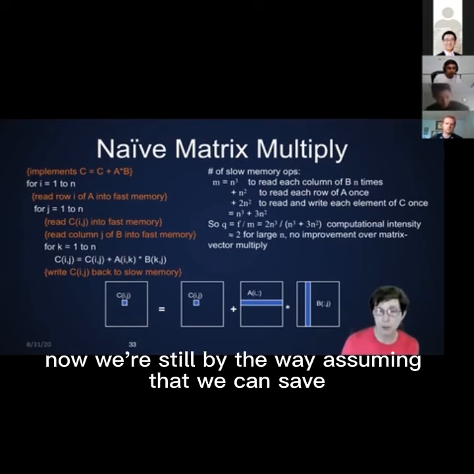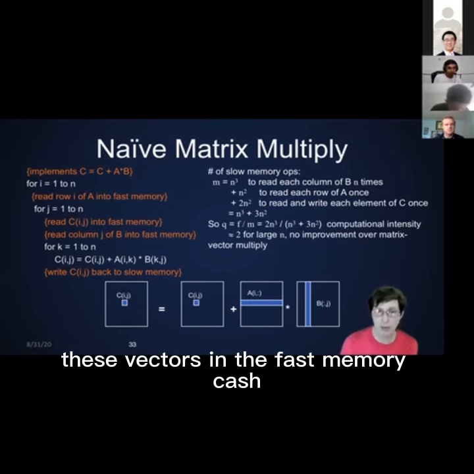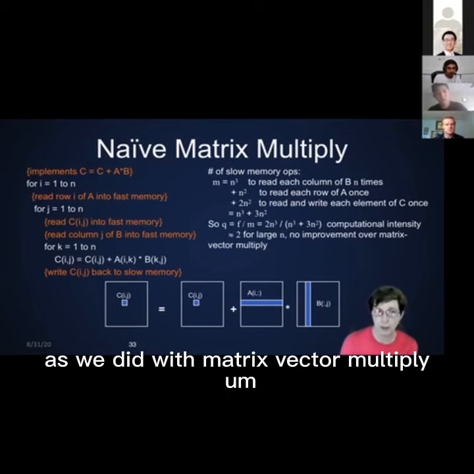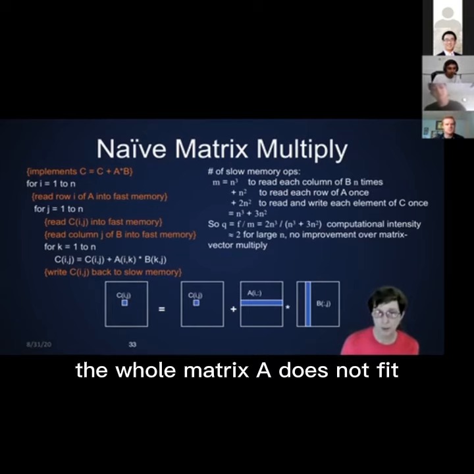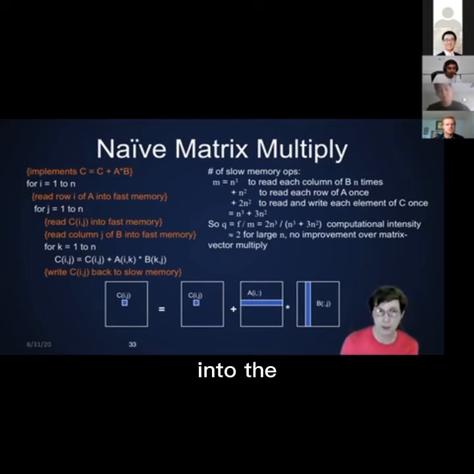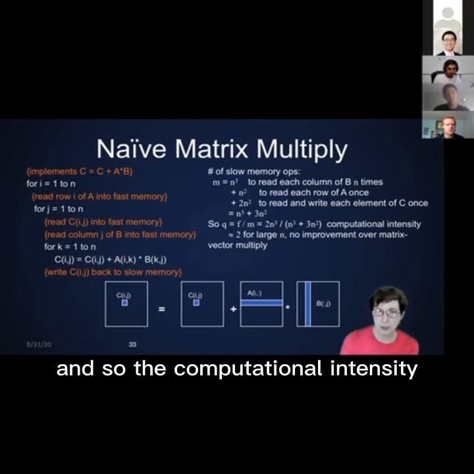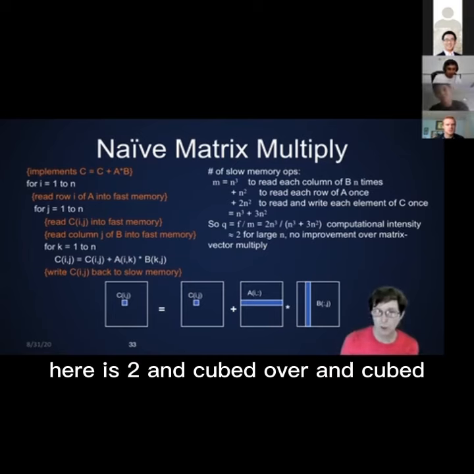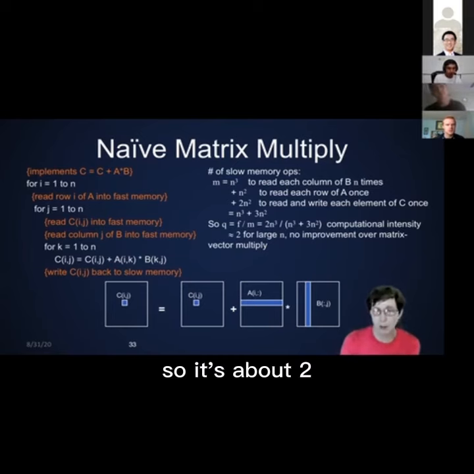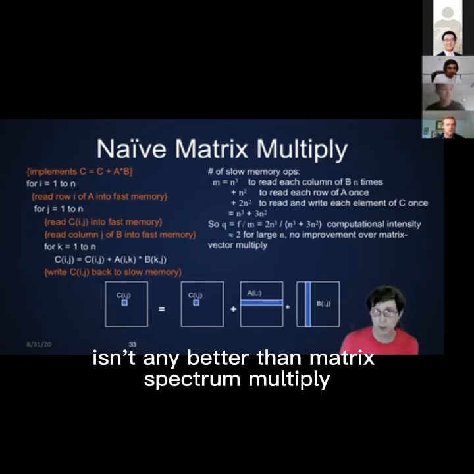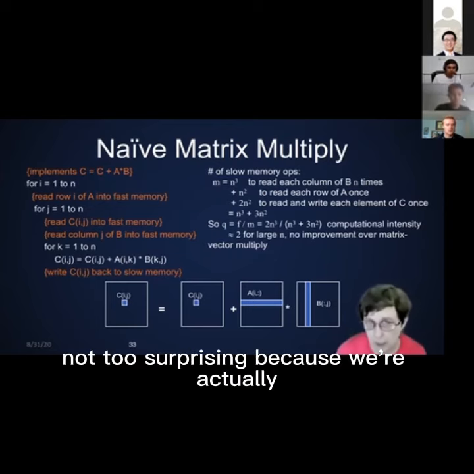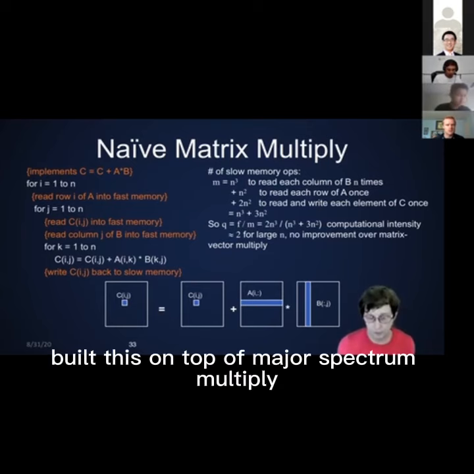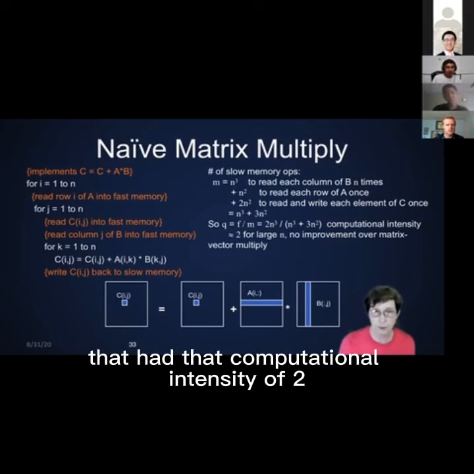Now we're still, by the way, assuming that we can save these vectors in the fast memory cache as we did with matrix vector multiply, and we're assuming that the whole matrix A does not fit into the fast memory. And so the computational intensity here is 2n cubed over n cubed. So it's about 2. So it really isn't any better than matrix vector multiply. Not too surprising, because we actually built this on top of matrix vector multiply that had that computational intensity of 2.